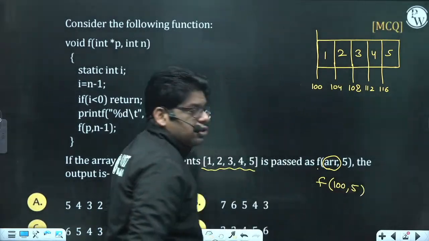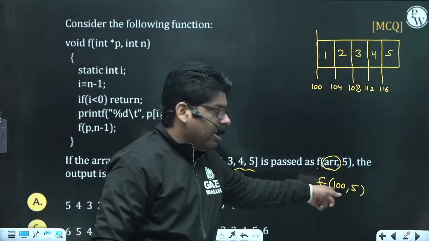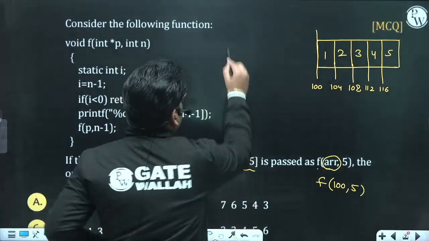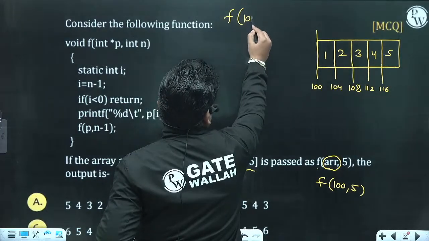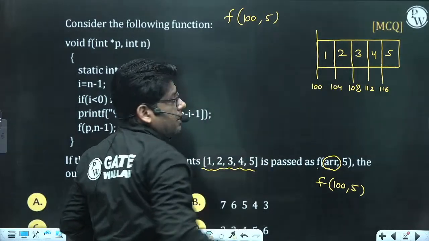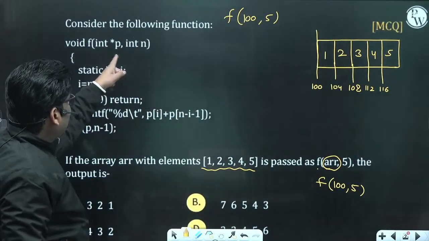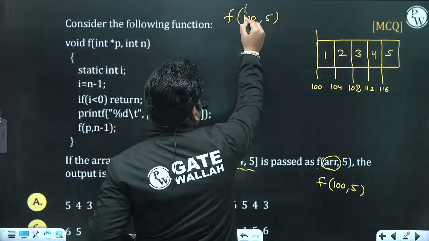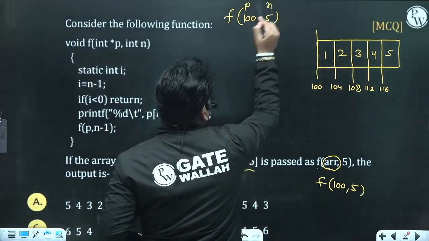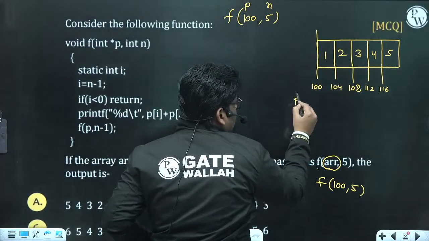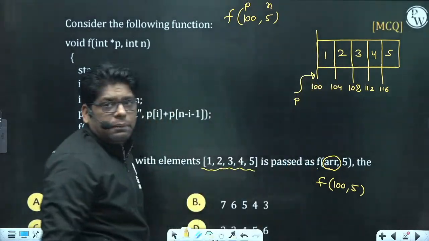So the very first call is f(100, 5). Sir, the formal argument is a pointer. That means p is 100 and n is 5. So p is pointing at this particular address.